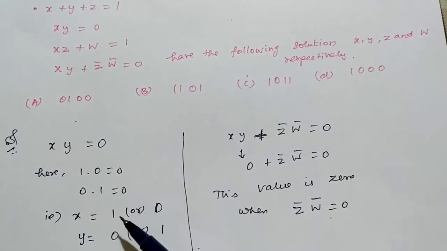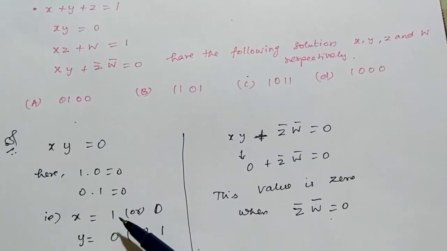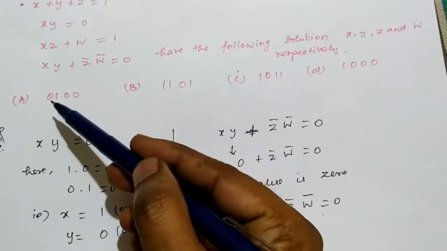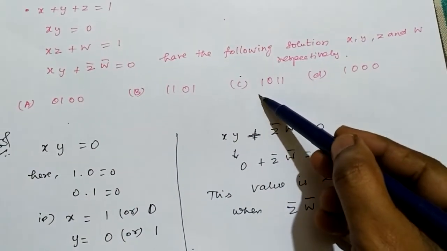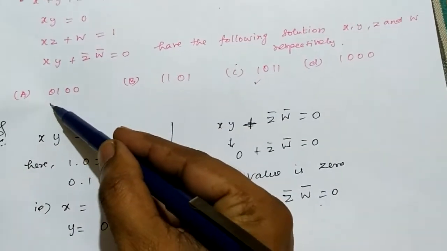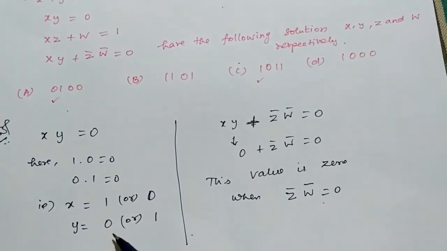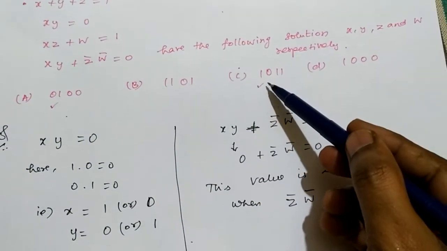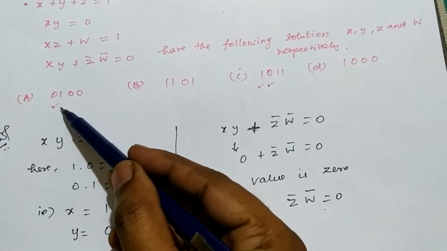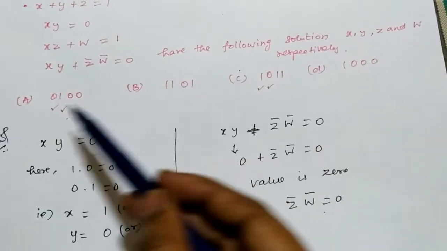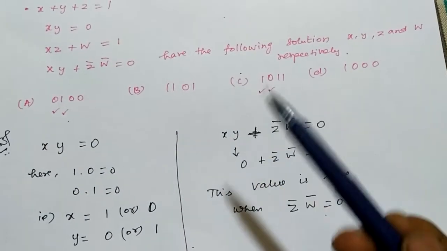So this case happens when x is equal to 1 and 0. And the second case is y is equal to 0 and 1. So this happens in the results A and C.